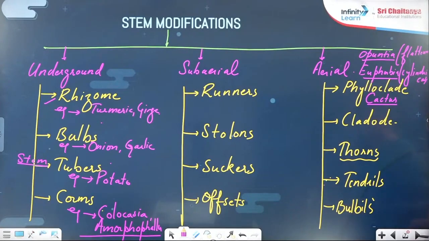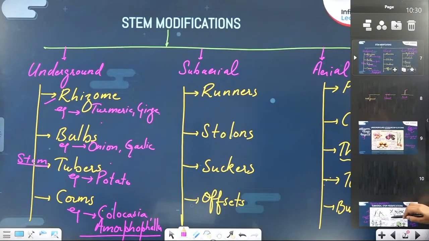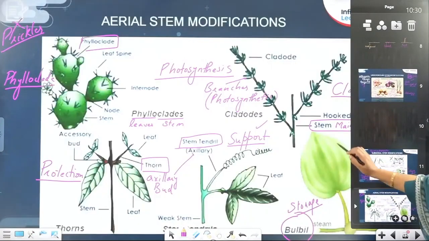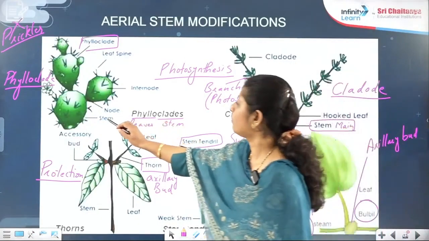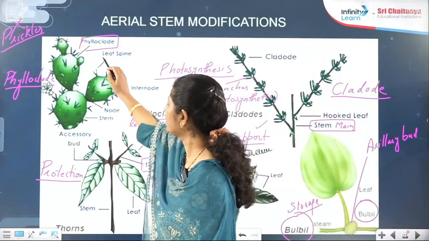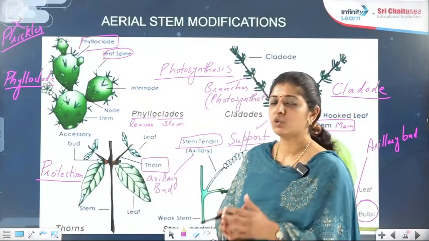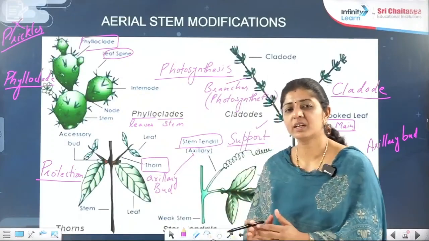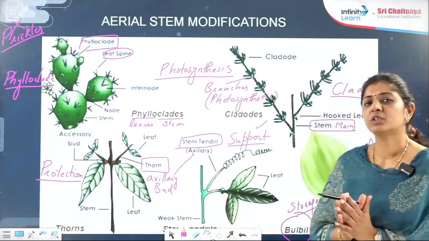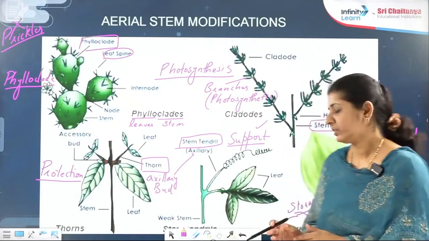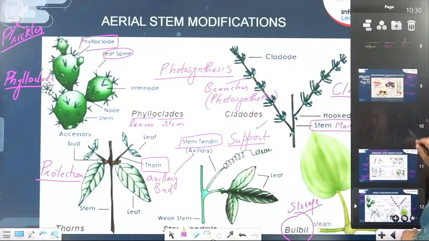And let me show you through the diagram once again. By what is it protected? It is protected with the help of spines. And do remember, leaf spines are obviously a leaf modification. So spines, you should not take under the stem modification. It is a leaf modification, right? So do remember that point.